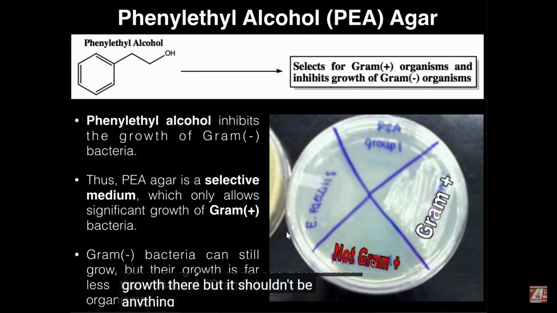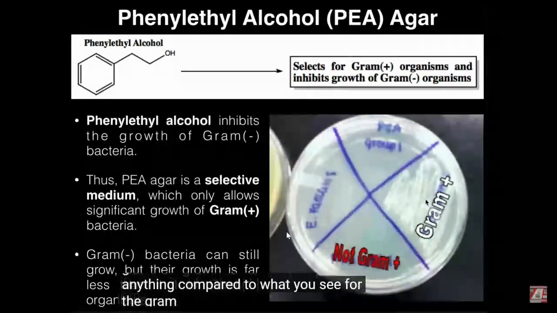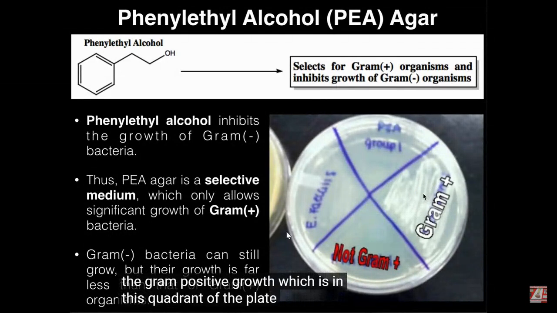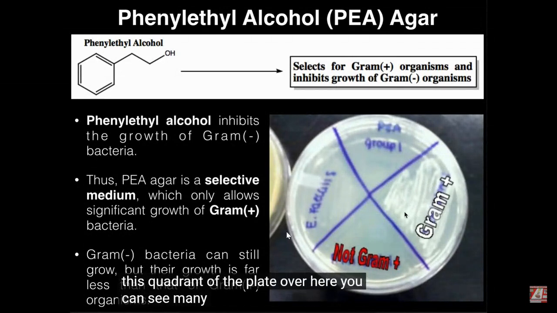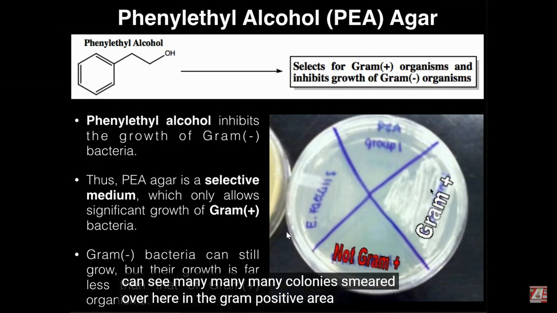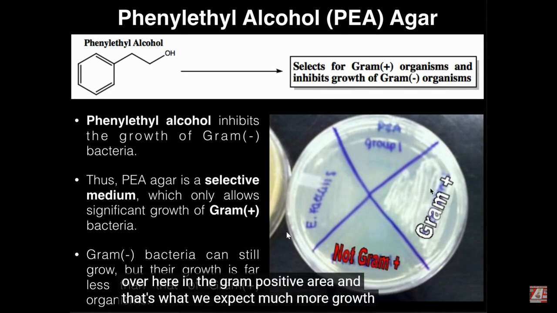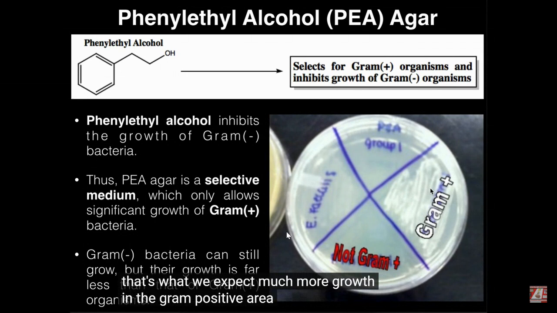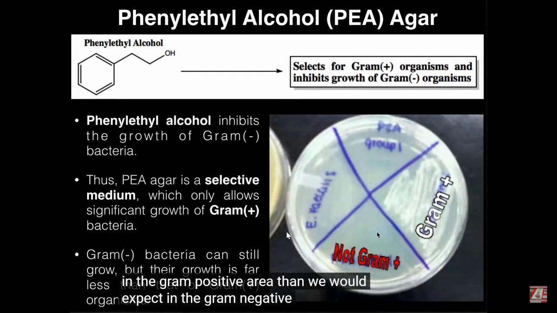But it shouldn't be anything compared to what you see for the gram-positive growth, which is in this quadrant of the plate over here. You can see many, many, many colonies smeared over here in the gram-positive area. And that's what we expect. Much more growth in the gram-positive area than we would expect in the gram-negative area.